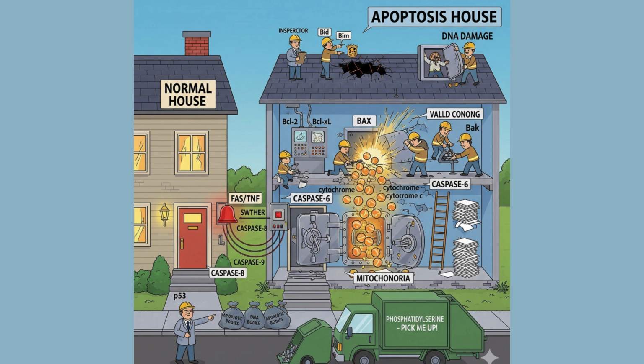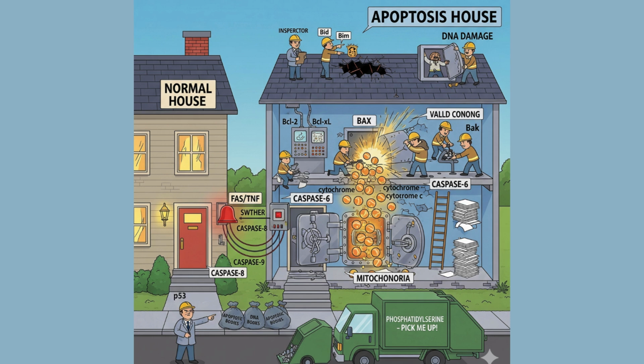We have two of them: intrinsic, from the inside, and extrinsic, from the outside. So extrinsic, the death receptor pathway, comes with the doorbell. It is triggered when neighbors like cytotoxic T cells, NK cells, or immune surveillance ring the death doorbell. The doorbell is the Fas receptor or TNF receptor. When the Fas ligand binds the Fas receptor, adapter proteins like FADD join, and this activates caspase 8. Caspase 8 is the switch that starts the demolition.